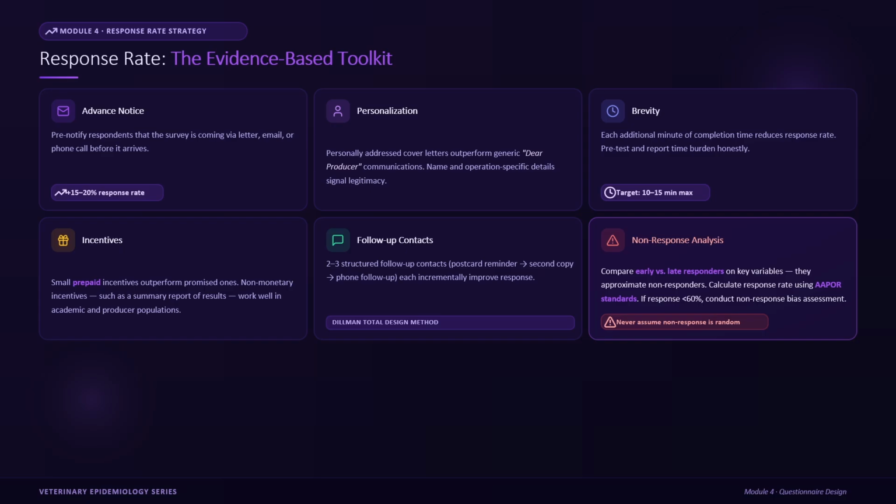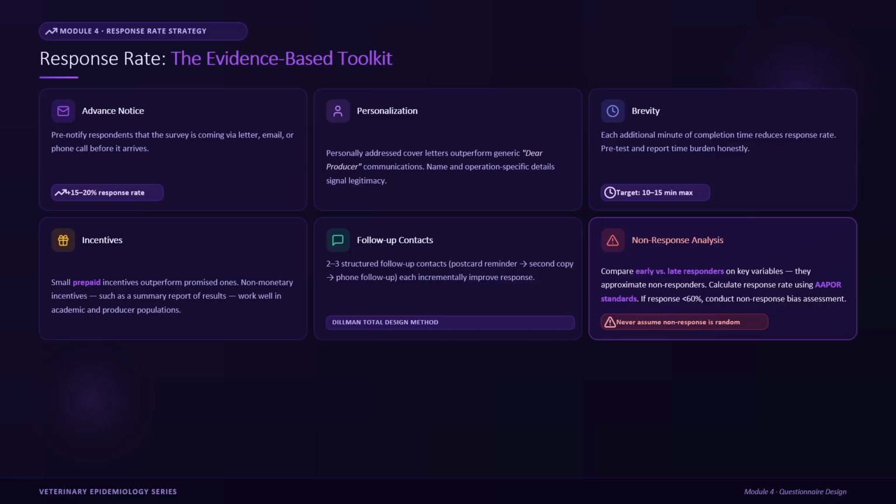A designed questionnaire is worthless if no one returns it, and low response rates open the door to non-response bias. The good news is that response rates are not luck. There's a well-validated toolkit, much of it rooted in Dillman's total design method. Start before the survey even arrives. Advance notice, a letter, email, or phone call warning respondents it's coming, can add 15 to 20% to your response rate.